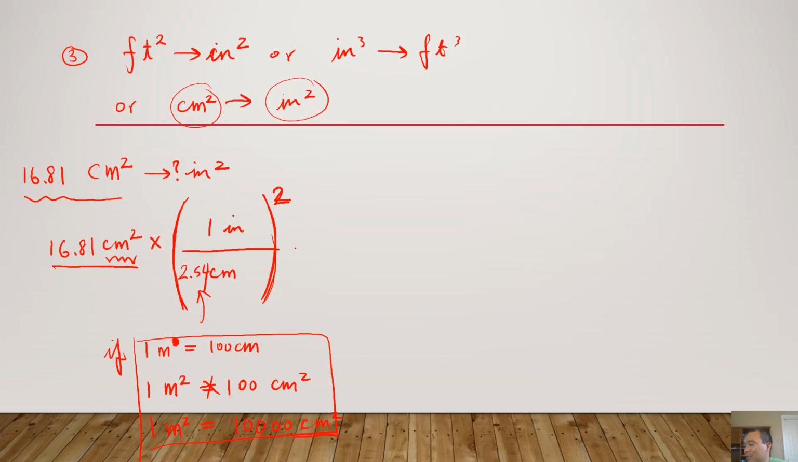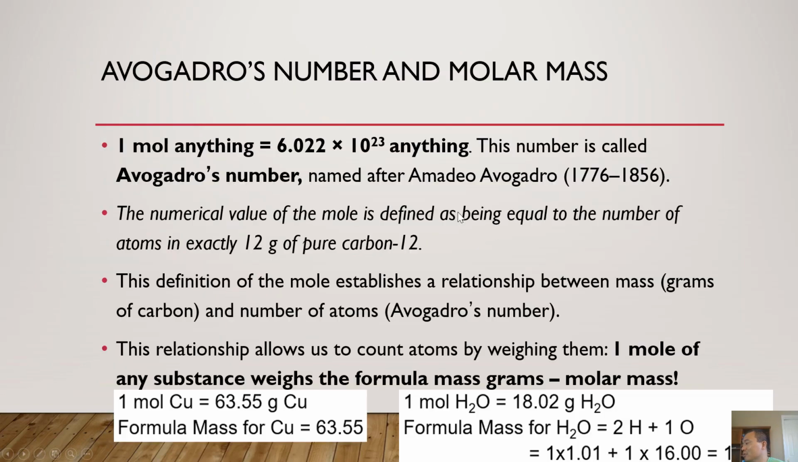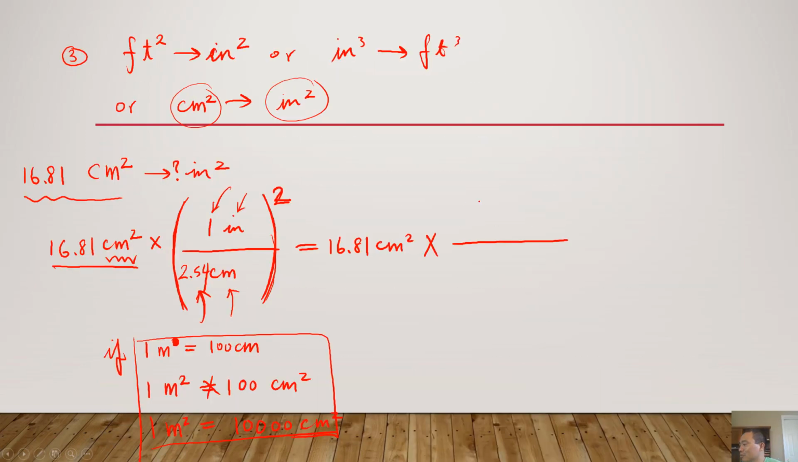So let's write this out. It's the same as 16.81 centimeters squared. Now, inside the parentheses, this 1 is squared, inches squared, 2.54 is squared, centimeters squared. So when you do the calculation, it becomes 1 squared and inch squared, 2.54 squared times centimeter squared. So centimeter squared is cancelled out, leaving inch squared as the desired unit.